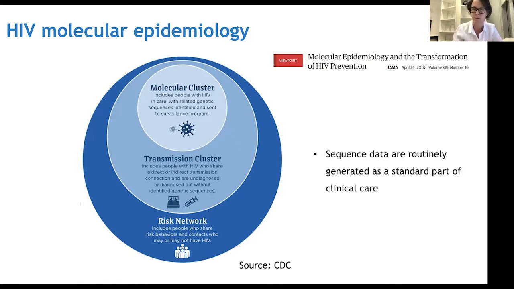Just to say that in the US, these data are now analysed routinely by both state and federal health departments, and the CDC has a number of resources. They have a specific section on their website devoted to this with a lot of resources around it. Broadly, they define molecular clusters, sequences that are known to be phylogenetically related, transmission clusters, and risk networks. That's the way they are promoting the use of HIV molecular epidemiology, not just identifying sequences from individuals that are related to each other, but identifying broader risk networks.